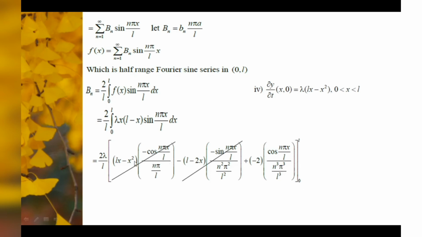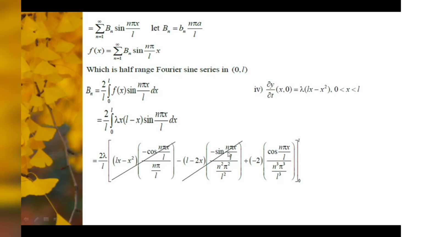See, if we apply the upper limit x is equal to L, L into L, you will get it as L squared minus L squared will be there, so it is 0. And for the lower limit also, if you substitute x is equal to 0, this will be 0. So the first term will not exist for the upper as well as for the lower limit.